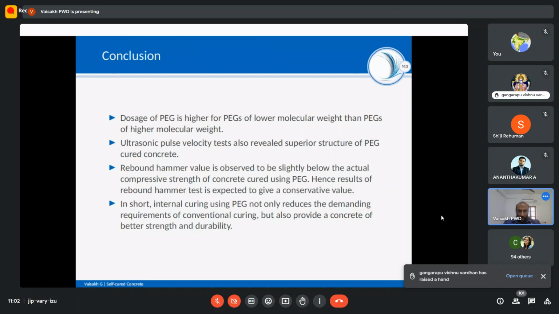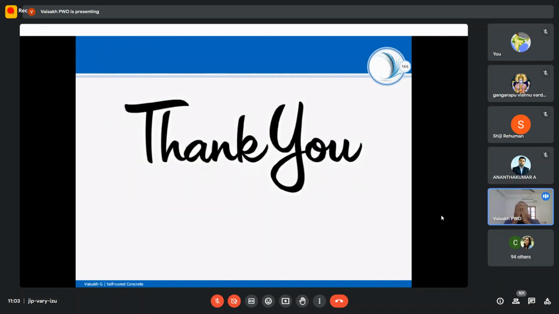So in short, what we can do is we can use PEGs to have better concrete with better strength and durability.